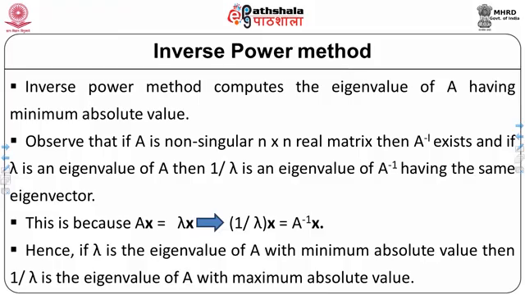Now, the inverse power method computes the eigenvalue of A having minimum absolute value. If you want the eigenvalue with minimum absolute value, one observation is very simple: if A is a non-singular matrix, that means A inverse exists, and if lambda is an eigenvalue of A, then 1 by lambda is an eigenvalue of A inverse having the same eigenvector. And why is this so? Because if I take A x bar equal to lambda x bar, that means lambda is an eigenvalue of A, and x bar is the corresponding eigenvector.